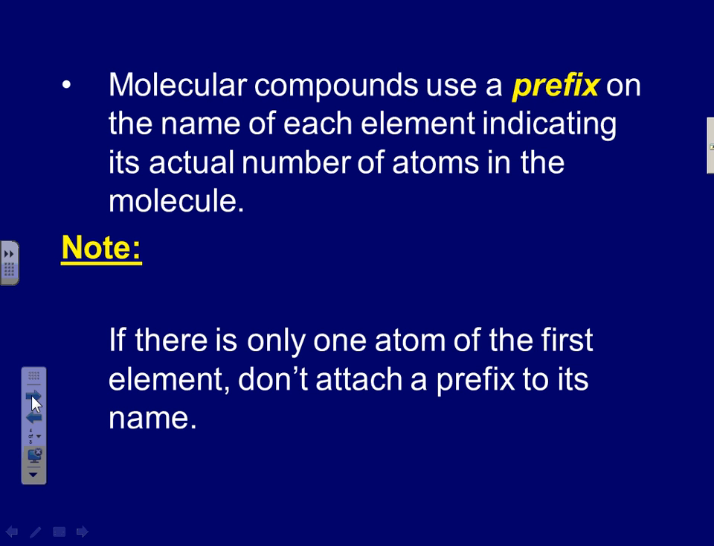Now, the prefixes that we use, you may have seen in the past. My next slide is going to have a list of those prefixes. I do want you to write it down. But I also have a list of the prefixes on the periodic table. So when we do our test, you'll be able to simply look at the chart on the periodic table, and you'll be able to see what the prefix is. Okay, it's right beside our polyatomic ions chart. Okay?